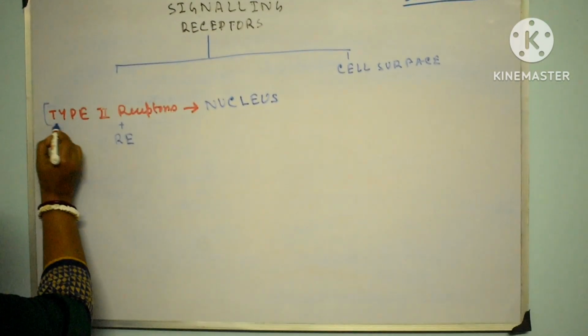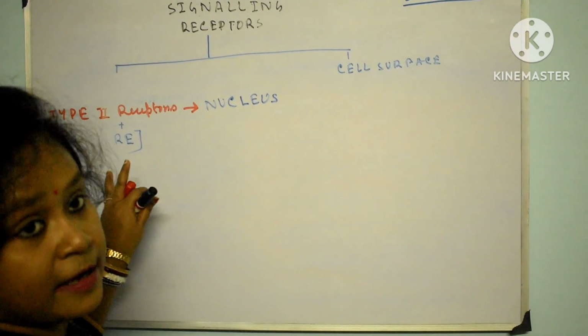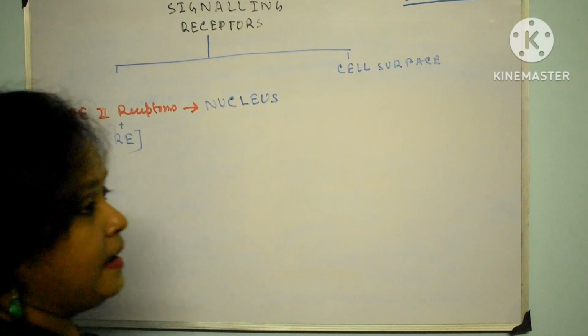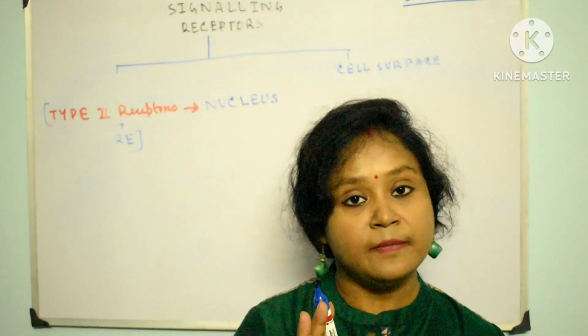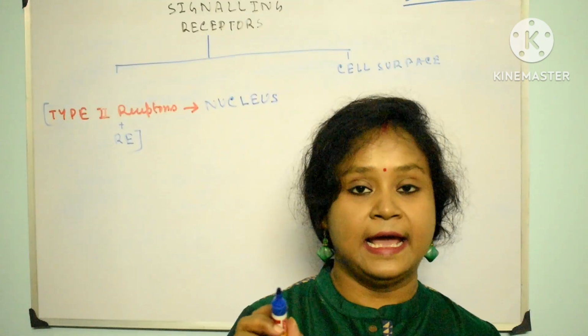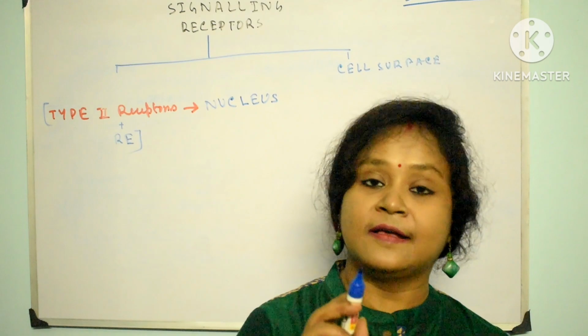RE means response element. Normally, this one is the normal condition. Prior to ligand binding, type 2 receptor remains bound with RE. In the absence of ligand, what happens? The receptor can repress transcription, normally. But in the presence of ligand, the receptor can stimulate transcription.